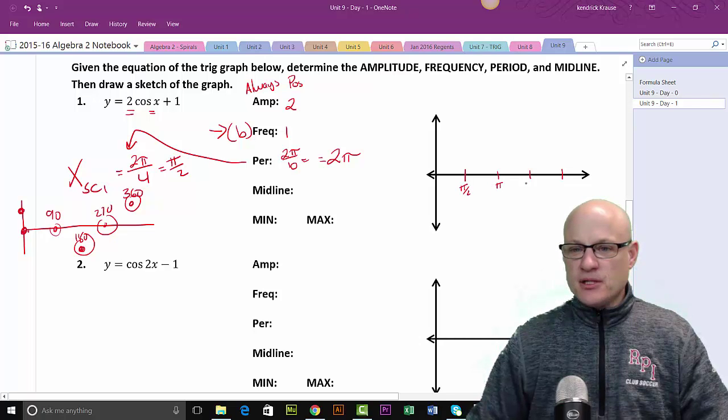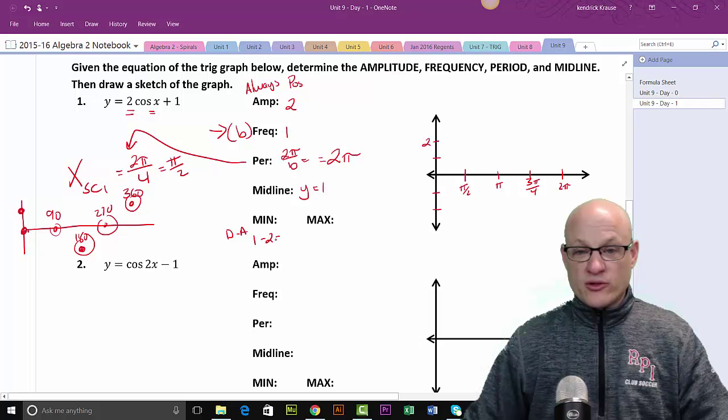At any rate, this is pi over 2, or 90 degrees. This is pi. This is 3 pi over 2. And this is 4 pi over 2, which is just 2 pi. We'll start at a maximum, which is 2. The midline here is y equals 1. Max and min are found the same way. It's d minus a, or 1 minus 2, which is negative 1. And d plus a, which is 1 plus 2, which is 3. So we need to get up to 3.